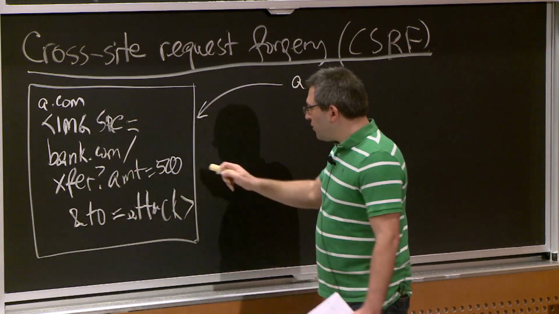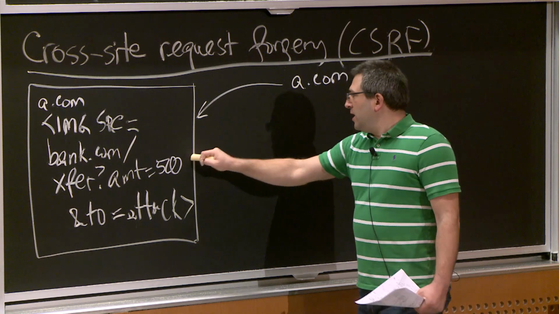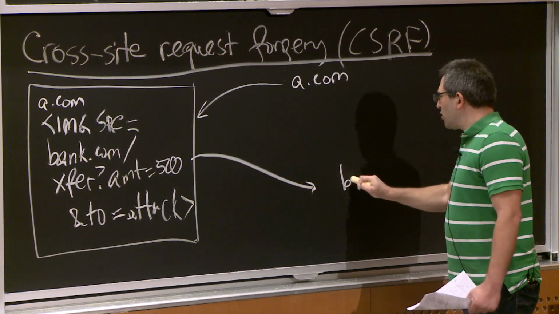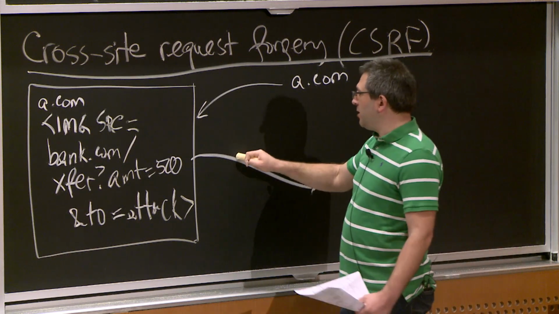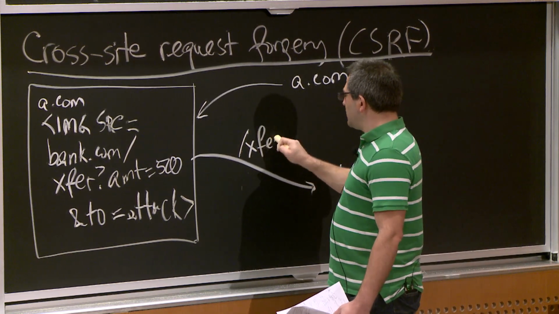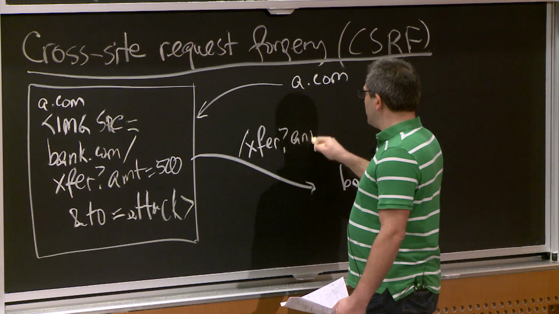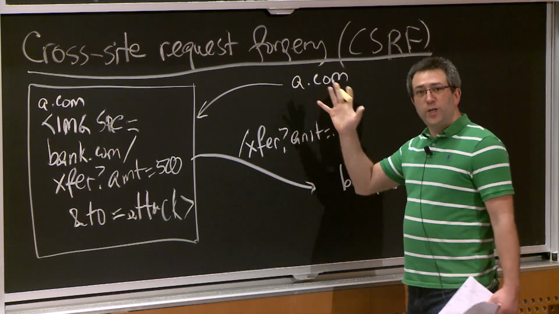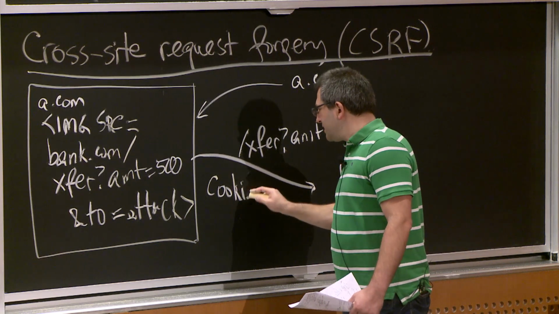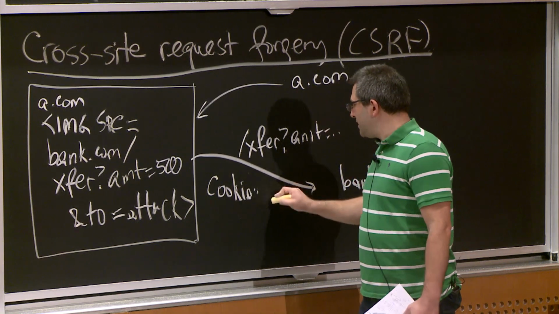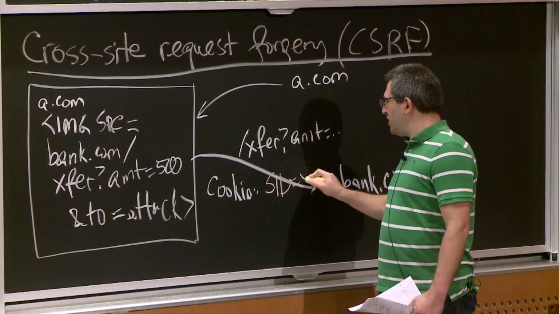But on the wire, what's going to happen is that your browser is going to issue a request to bank.com over here. And the request is going to be for the URL /transfer, amount equals this, to the attacker. And by the way, it's going to be accompanied by all the cookies that your browser has. So it might say, the session ID is such and such.